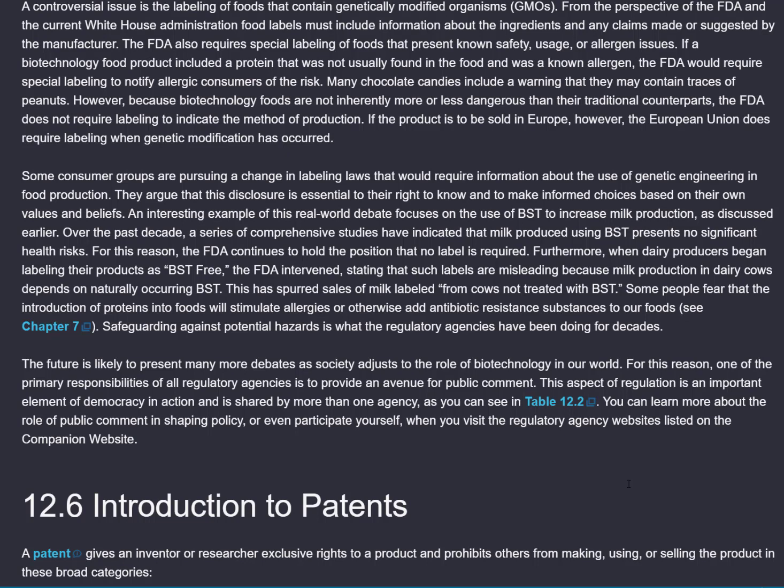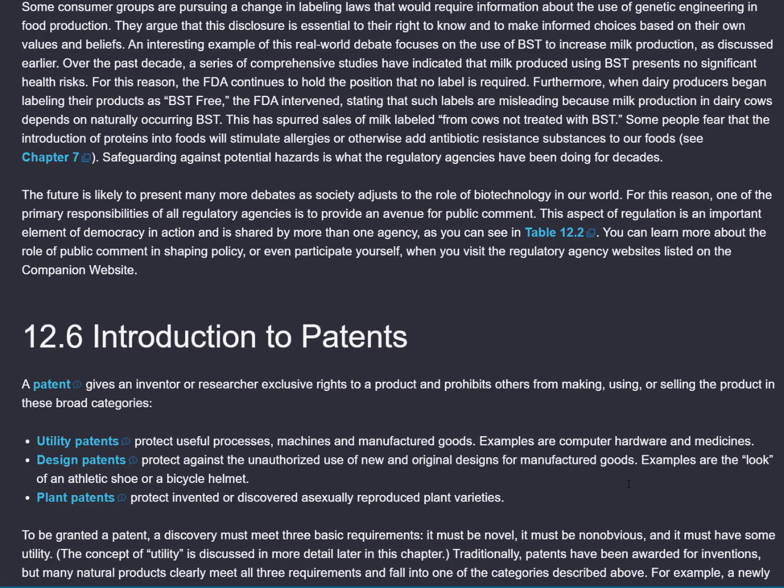Many chocolate candies include a warning that they may contain traces of peanuts. However, because biotechnology foods are not inherently more or less dangerous than their traditional counterparts, the FDA does not require labeling to indicate the method of production. If the product is to be sold in Europe, however, the European Union does require labeling when genetic modification has occurred. Some consumer groups are pursuing a change in labeling laws that would require information about the use of genetic engineering in food production. They argue that this disclosure is essential to their right to know and to make informed choices based on their own values and beliefs.